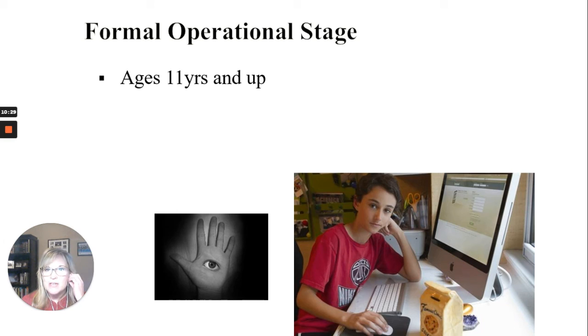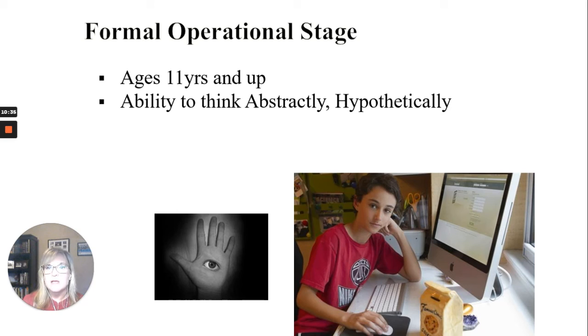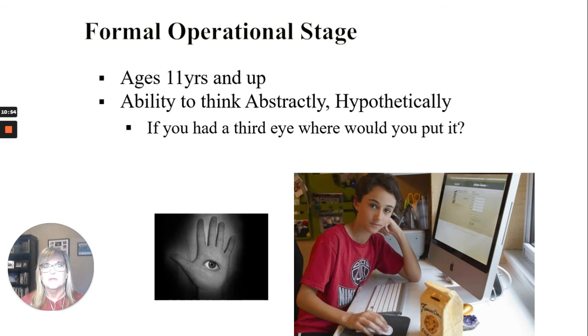The formal operational stage is the adolescent years. This is ages 11 and up, so a little bit of pre-adolescence. But this is where children's cognitive abilities really start to expand, and they're able to think of lots of different possibilities. They're able to think abstractly and hypothetically, so they sort of get away from that logical, real concrete thought, and they're able to imagine all different kinds of possibilities.